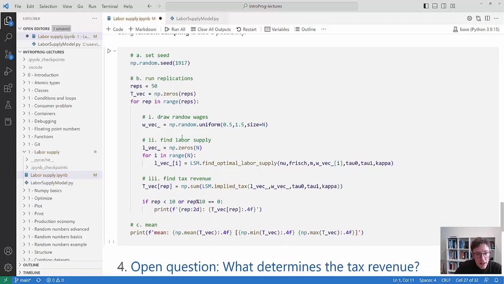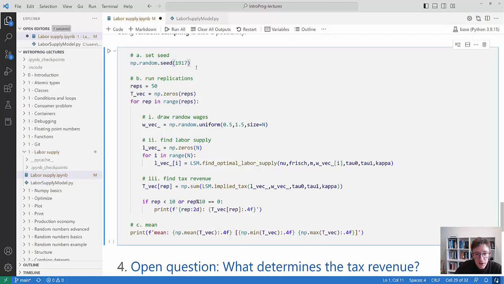So we could have said, okay, let's set some seeds so that we can reproduce the results. Let us run 50 replications, because now the result will change for each draw. Let's save a vector of the total tax revenues for each repetition. Let's go through the repetitions. Each time we draw a new distribution of wages, we use the uniform distribution between 0.5 and 1.5. We set in 1,000 individuals, the n here.